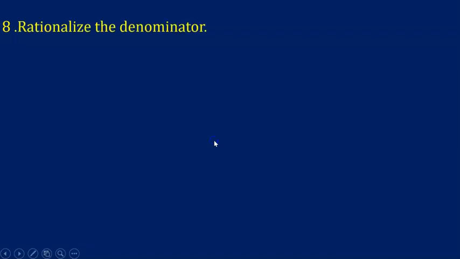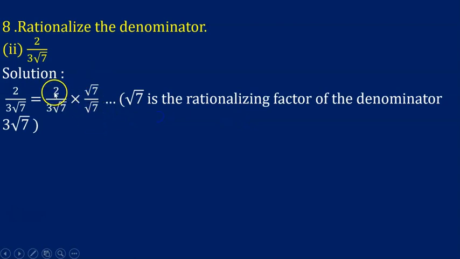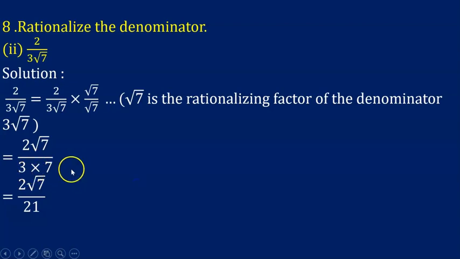Next, 2 upon 3 root 7, here multiplied in numerator and the denominator by root 7, 2 into root 7 is 2 root 7. Next, this root 7 into root 7, then you will get here 7 into 3, that is a 3 into 7, then you will get here 21 to the denominator, and hence the answer is 2 root 7 upon 21, and in this way denominator is rationalized, okay, the answer is 2 root 7 upon 21.